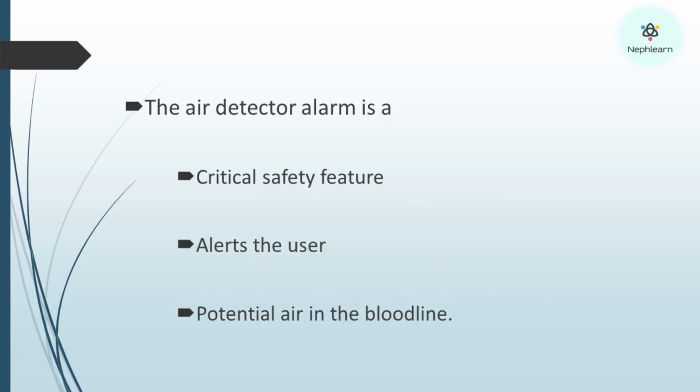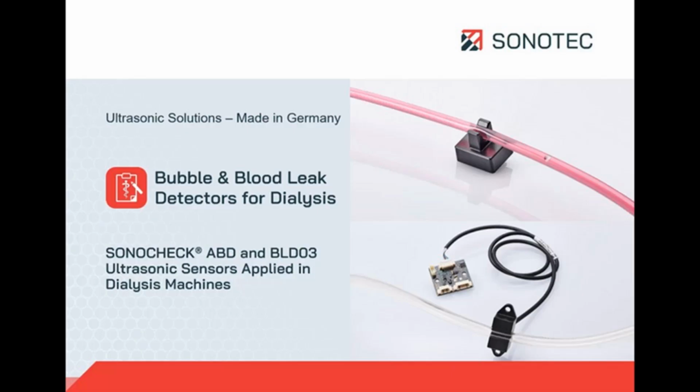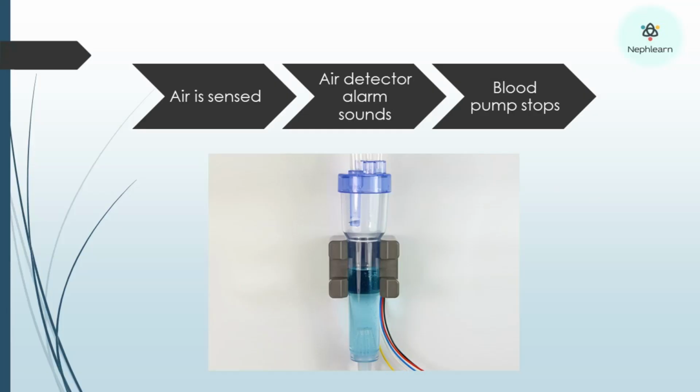Air is sensed by the ultrasound detector at the venous chamber. The status line populates with the air detector alarm, and the blood pump stops to prevent air from being delivered to the patient.